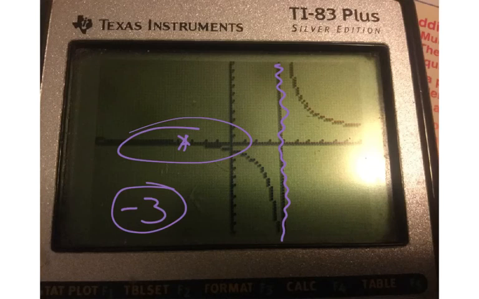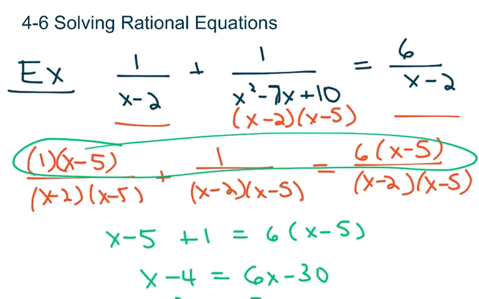Because 0 isn't really a solution, it was extraneous. So with the graphing calculator, it doesn't find extraneous solutions. It only finds real solutions. And that is solving rational equations, both algebraically and utilizing the graphing calculator.